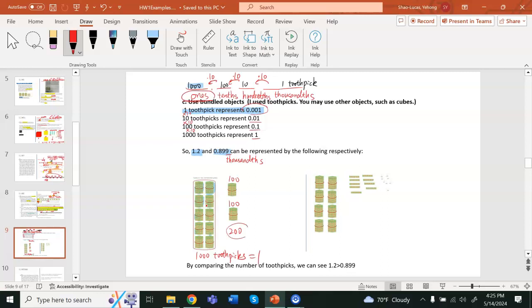And 200 toothpicks actually represents 2/10, which is 0.2. So together, the picture demonstrates 1.2. Okay, so now we have the bundled objects for 1.2.